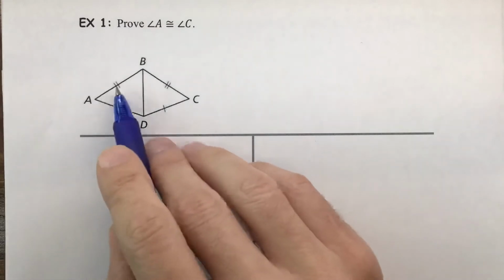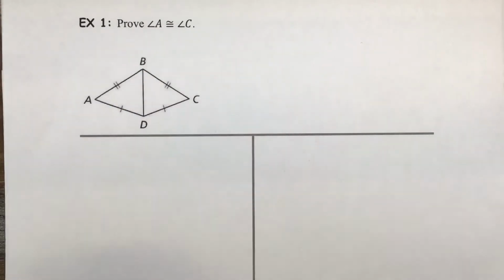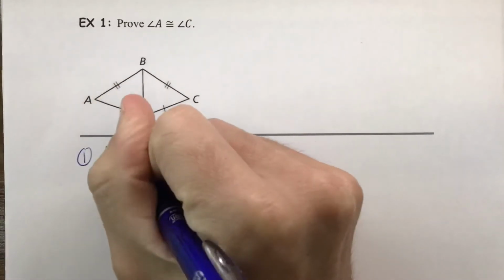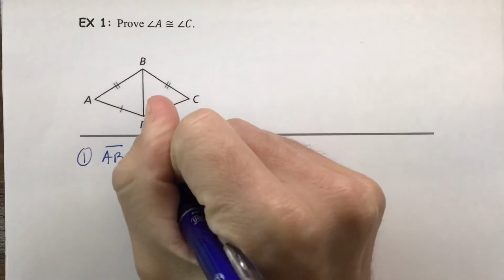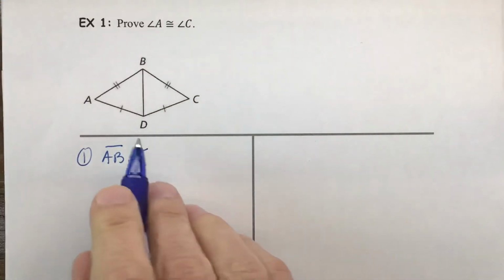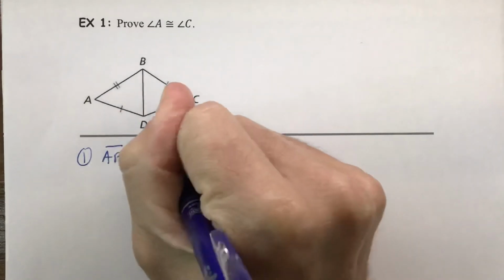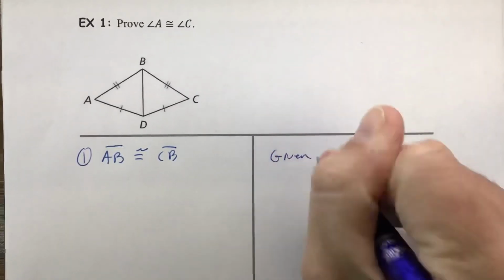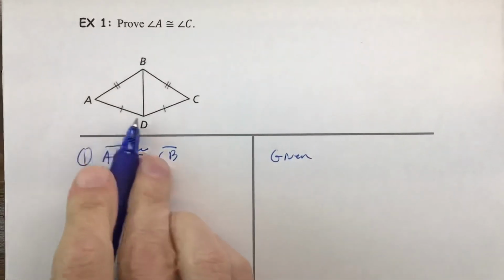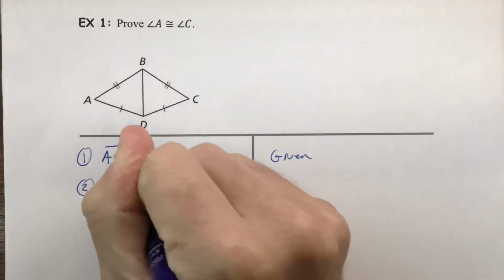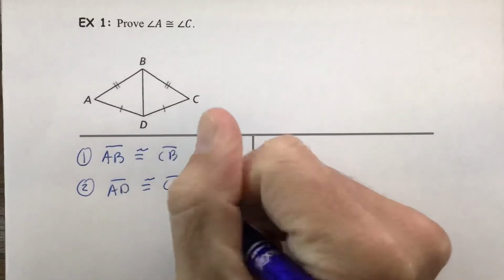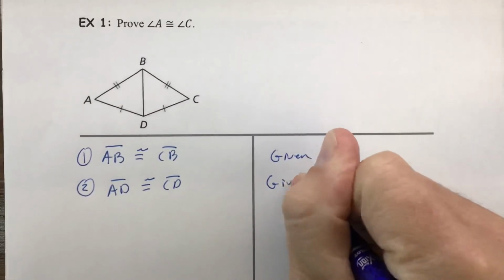All right, first let's take a look at the picture and see what information has been given to us. Okay, we've got double markings on AB and BC. All right, so we can make that our first step. We can say that line segment AB is congruent to line segment, in corresponding order, that would be CB. That would be given. All right, also line segment AD is congruent to CD. That is also given by the single mark.